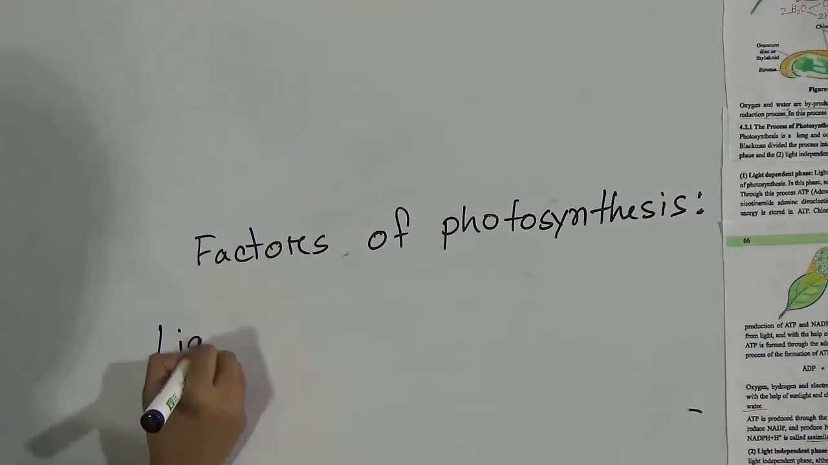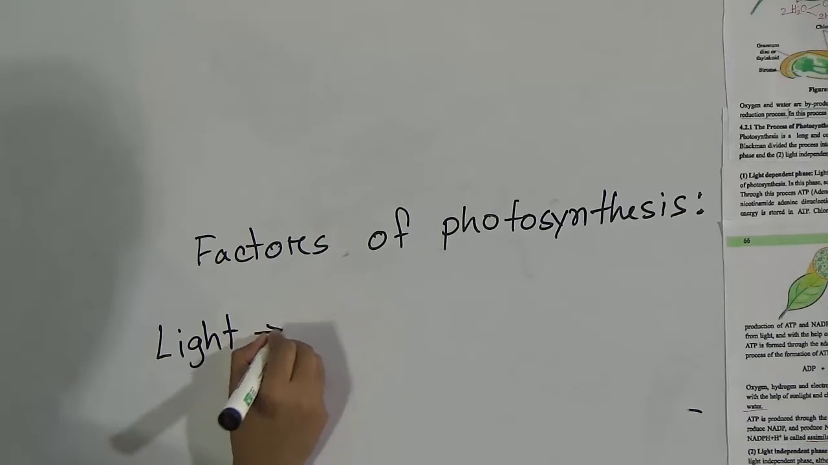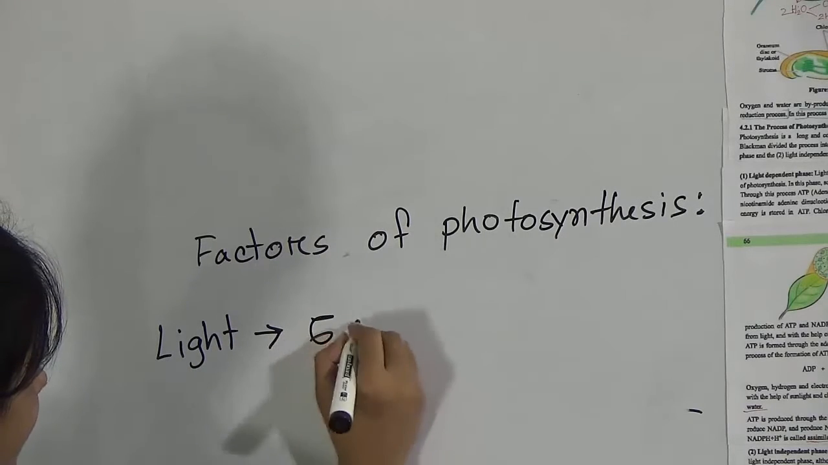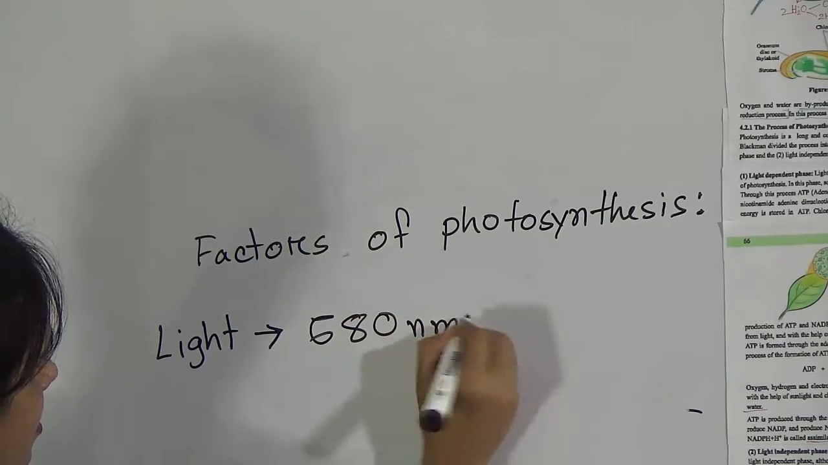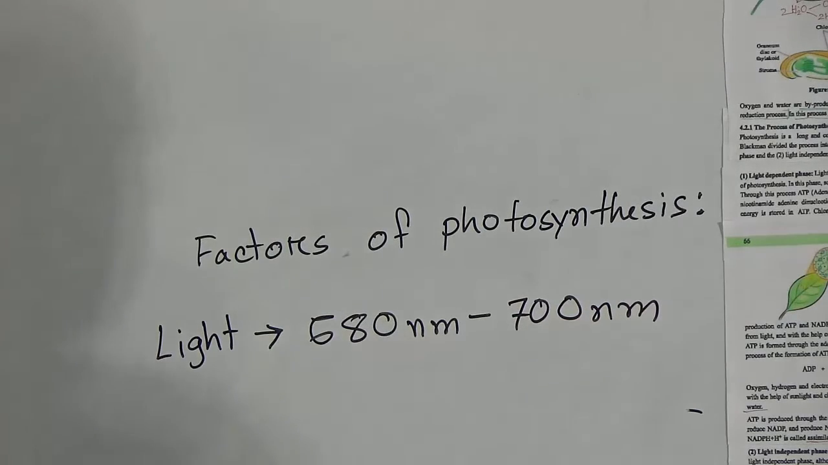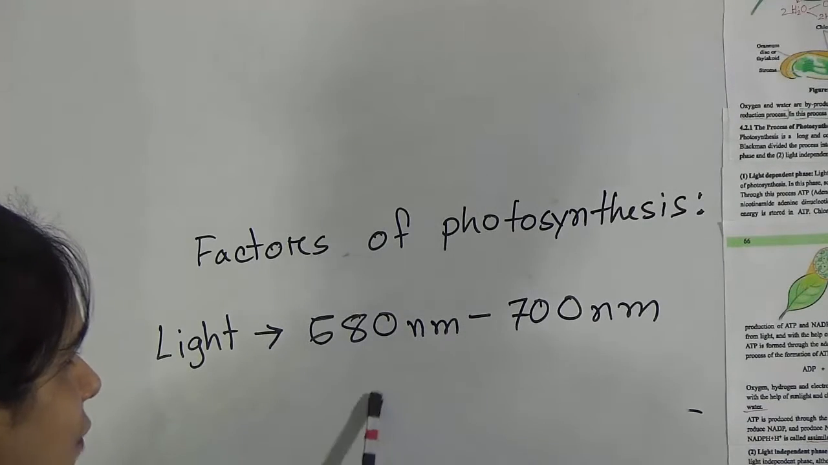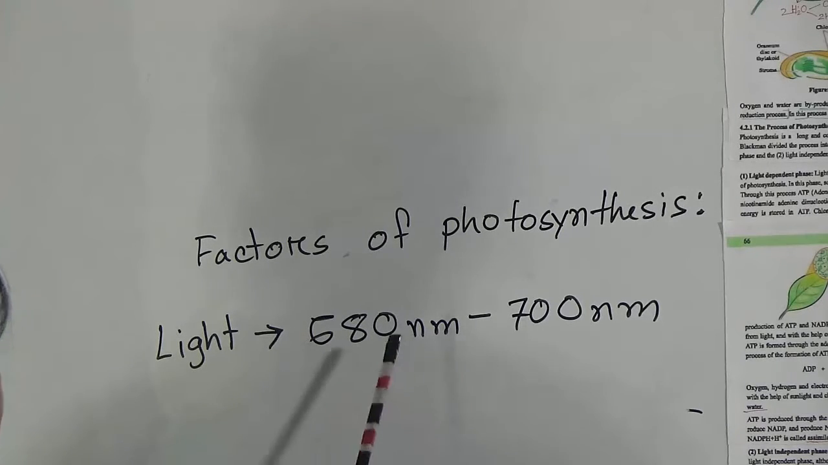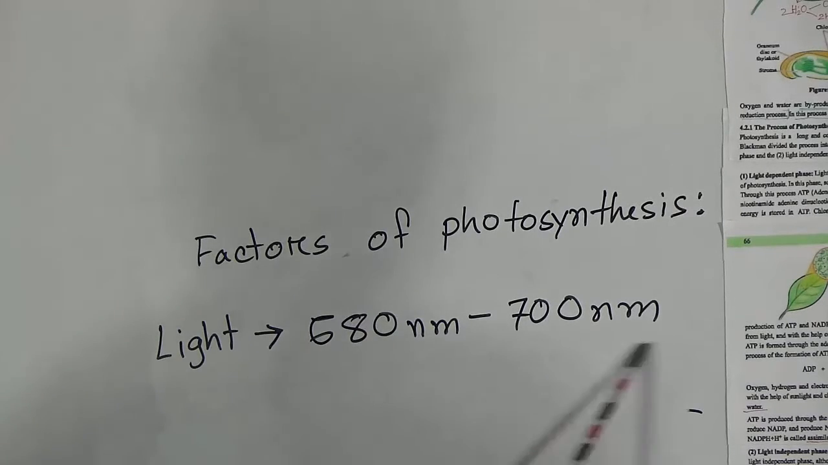First one, light. We already discussed that light of wavelength 680 nanometer to 700 nanometer is required. Sunlight of this wavelength is required for photosynthesis. For the photolysis of water, this wavelength is needed. That's why this part is very important.